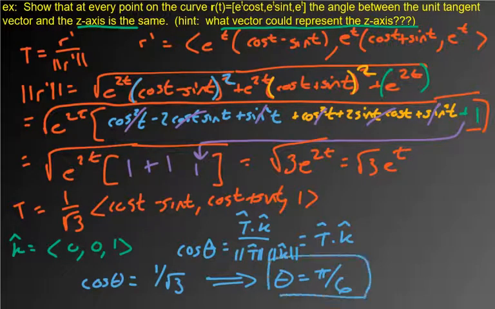Not that I think it asked for that specific angle, but you have shown that at every point on the curve, the angle between the unit tangent vector and the z-axis is the same. It's just always pi over 6.